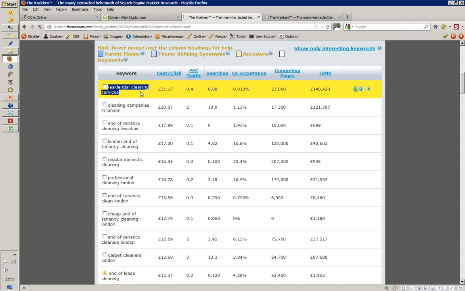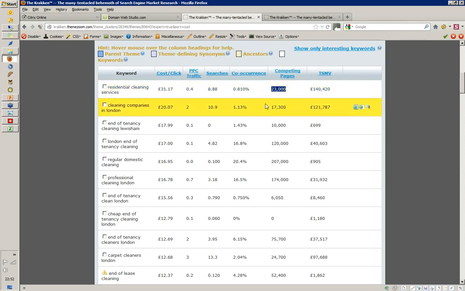So it's quite interesting that the guys are going residential cleaning services, £31 a click is what they're charging. But there's only 8 searches a month on this. So that keyword must be converting really, really hard for the guys to actually target it. But look at that, 23,000 pages. So this will be a keyword I'll add as a category underneath the cleaning services silo, and we'll just get ranked for it and scoop up whatever we got over there. Because there's no competition.